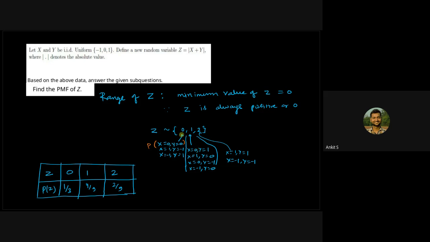And then for calculating the probability that z takes value 0, you will need to add all of these cases. So probability that this happens, this happens, and this happens: 1 by 9 plus 1 by 9 plus 1 by 9, 3 times, so it will become 1 by 3, and so on. Is it clear now? Yes, sir.